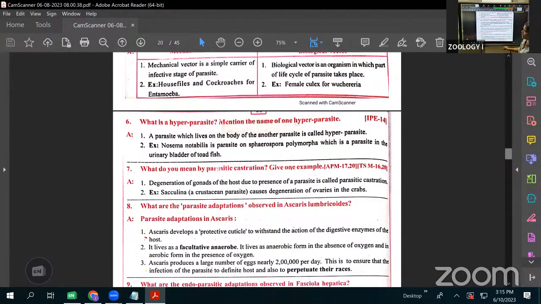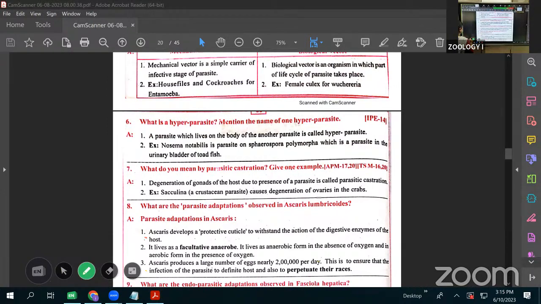First, what is a hyperparasite? A parasite present on another parasite is called a hyperparasite. A hyperparasite is a parasite which lives on the body of another parasite. For example, Nosema notabilis is a parasite on Spinospora polymorpha. Nosema notabilis is the hyperparasite present on Spinospora polymorpha, which is already a parasite in the urinary bladder tissue of the toadfish.